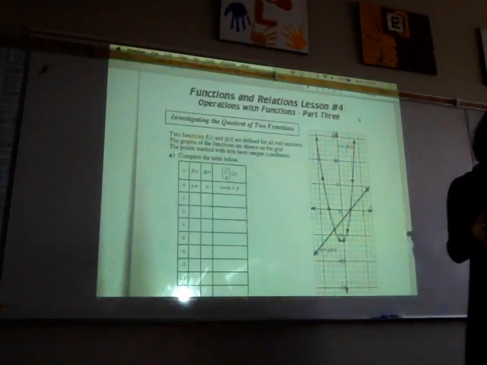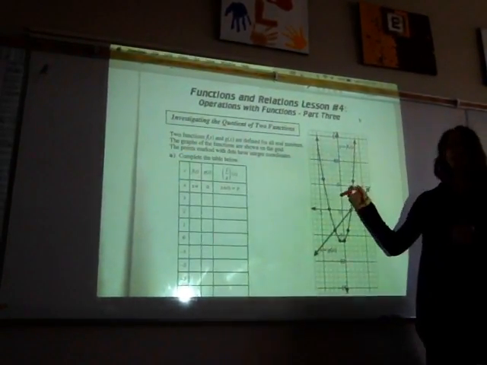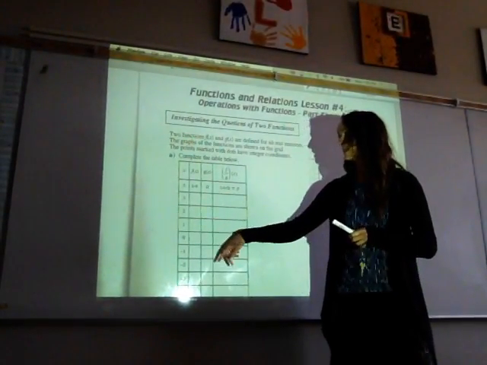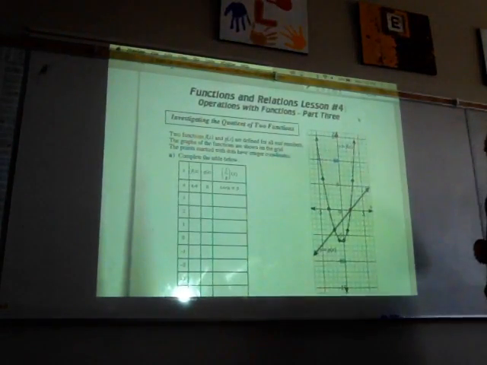We're going to look at the x-coordinates, and from those x-coordinates, we're going to figure out what the y-coordinates of each function are. That's for f of x and g of x. And then once we have those, we'll be able to divide them and then graph the new function.